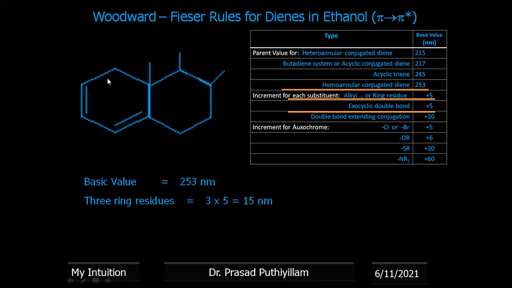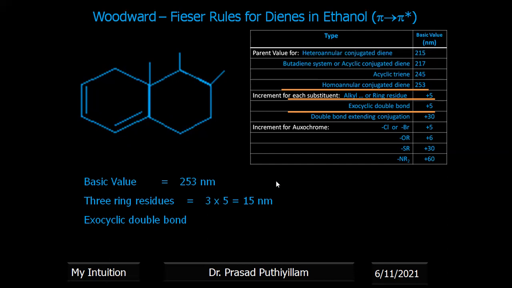1, 2, and 3. So 3 ring residues. This ring is common, so this is a mistake only. 3 into 5 is not correct, it is 10 nanometer. Consider it as 10 nanometer. Here one ring is present, here also one ring is present. Or I have to give an alkyl substituent here, then only it becomes 1 alkyl and 2 ring residues.